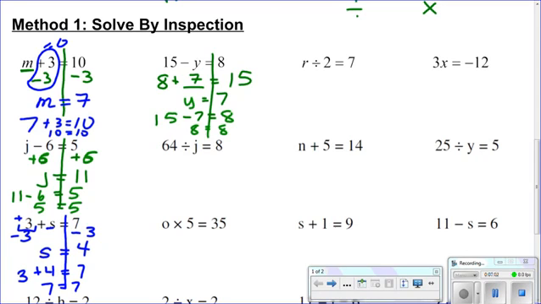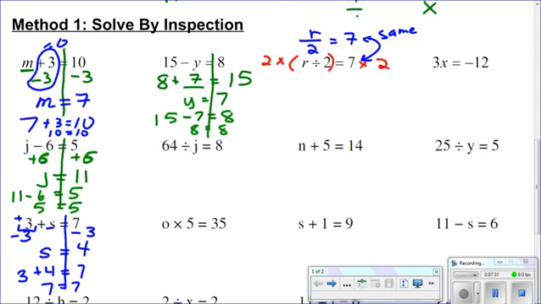Okay, I'm going to show you 2 more examples, and then you're going to try the rest on your own. I'm going to jump over a little bit. So this one is r divided by 2 equals 7. You might also see it written as a fraction, r over 2 equals 7. These mean the same thing. Okay, and so if we're dividing by 2, to cancel out the divide by 2, we need to do the opposite.